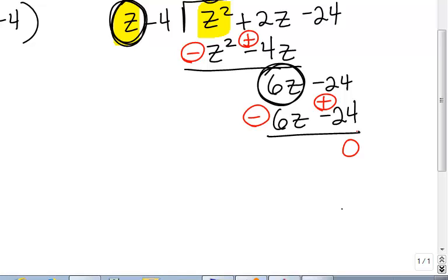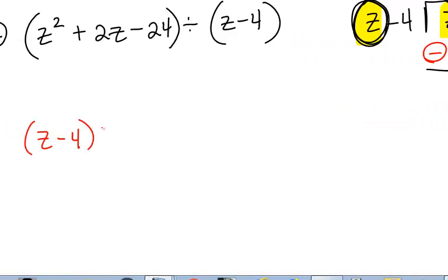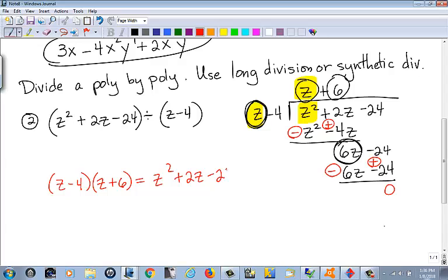If I wanted to check it on the test, I would take z minus 4 times my answer, z plus 6, and I should end up with z squared plus 2z minus 24. I would multiply all that out. That's the check. Okay, that's one example of long division. We're going to do several.